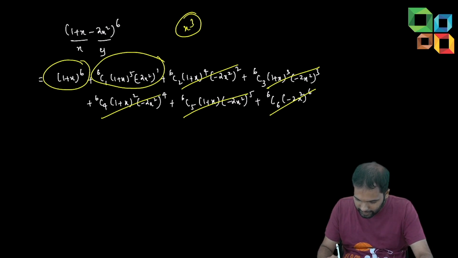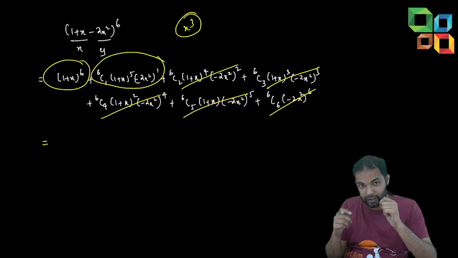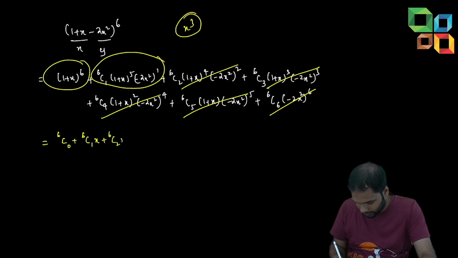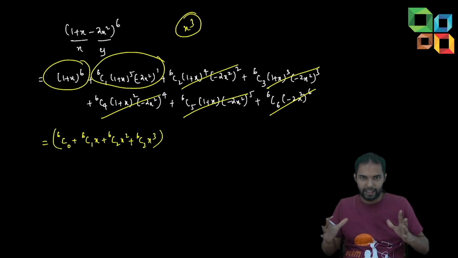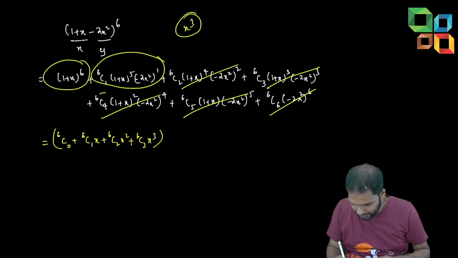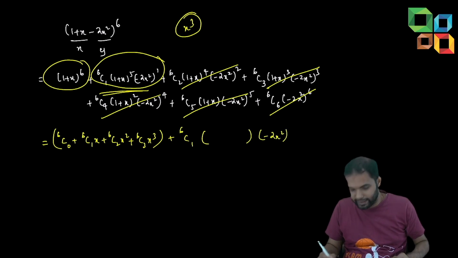Now, in the first term, (1 plus x), we need to expand that again. We need to expand to get the x cube term. That's 6c0 into, say, 1 power 6, I'll keep it as it is, 6c1 into x, 6c2 into x square, 6c3 into x cube. The rest of the terms I won't even write because we know that is going to exceed x cube. Now from the second term, I'll keep 6c1 outside, and then here there is minus 2x square already outside.